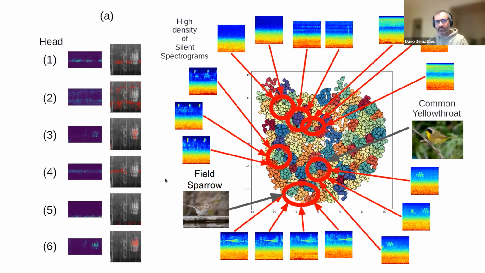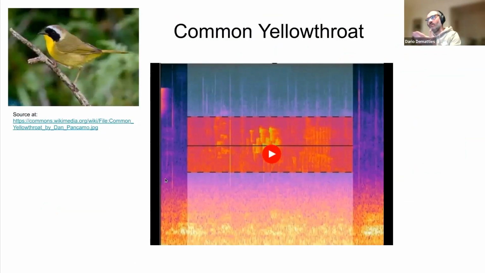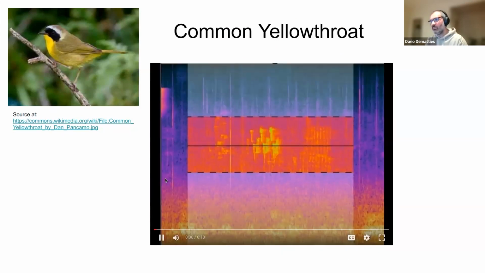So this is the approach that we are following. Now in the next slides, I will show you some examples of videos with bird songs and all the things that our network is clustering well. To start with, we have here a common yellowthroat. We will listen to it.